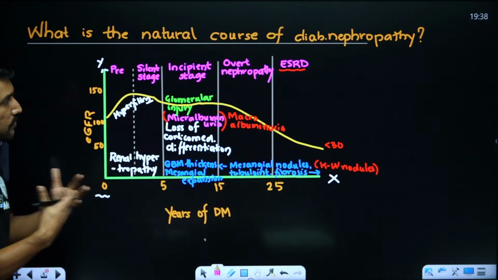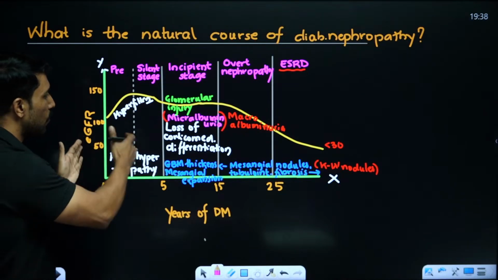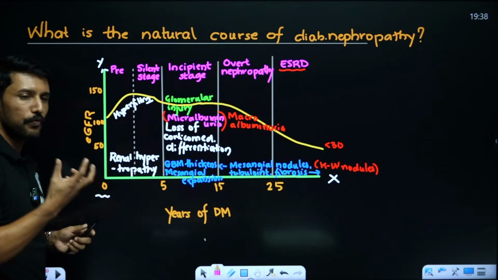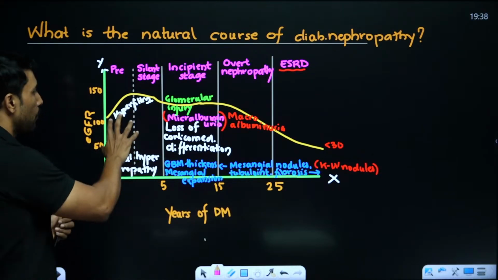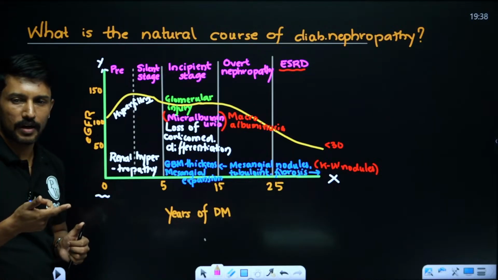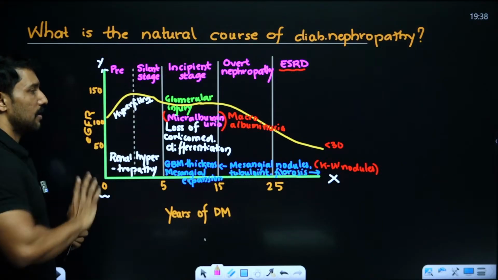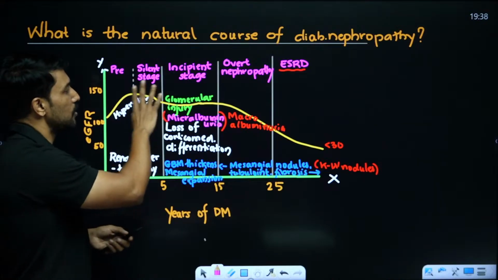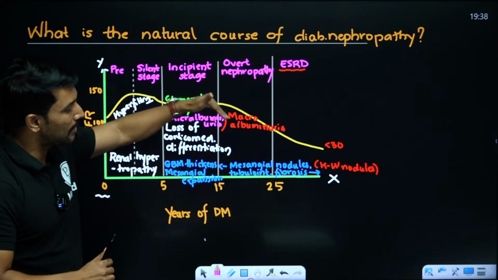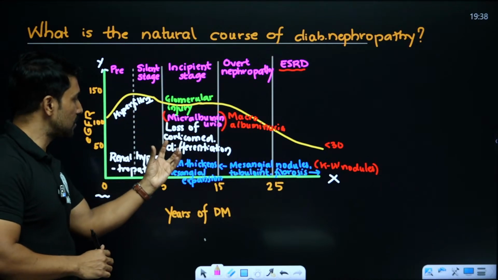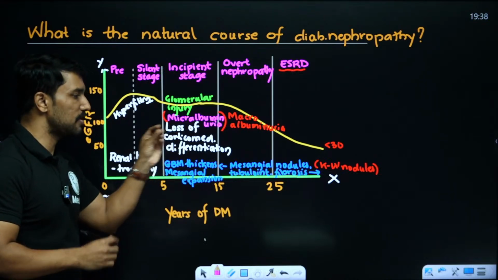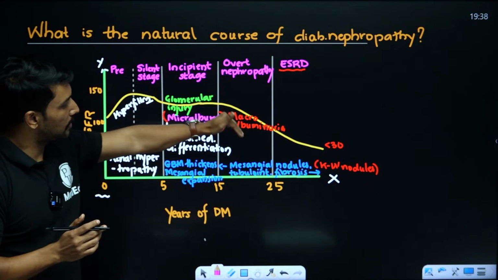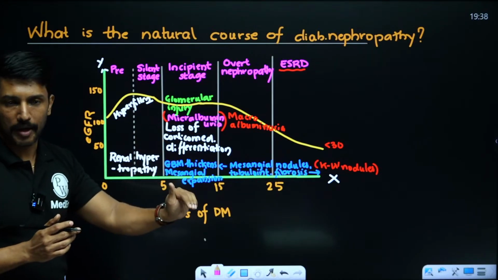When someone develops diabetic nephropathy, he progresses through stages. So there is a natural course of the illness. Initially, a high amount of blood glucose pushes your nephrons to do hyperfiltration. During that period, GFR increases, but because of the hyperfiltration, there is glomerular injury. Once the glomerular injury sets in, the GFR goes on decreasing, and the patient starts losing albumin in the urine. So two things are happening: the GFR is decreasing and I'm losing albumin.